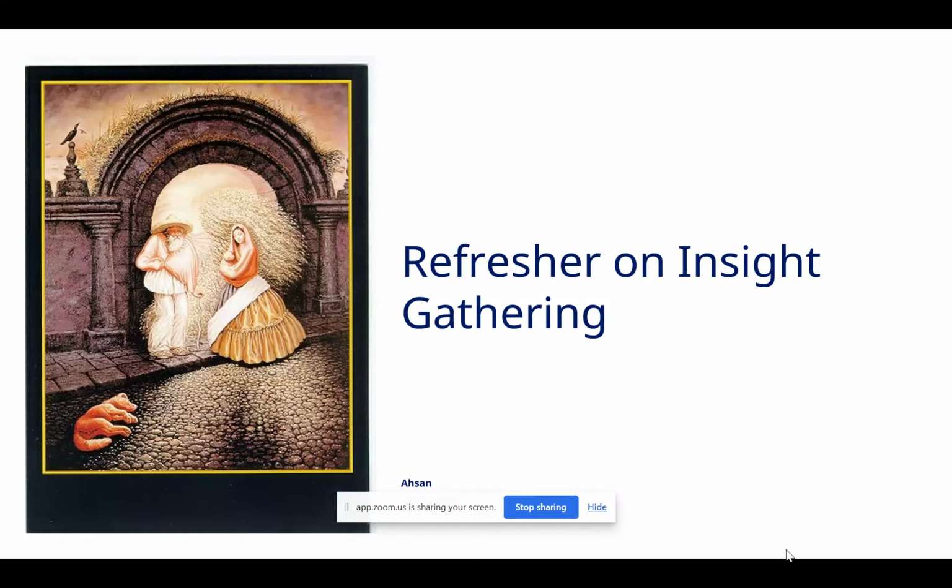I have a question here: how many faces do you see? Quickly, only 10 seconds. Can someone unmute and say? Three faces. Yeah, so someone has mentioned three. Any other? Five faces. Okay, any other answers?